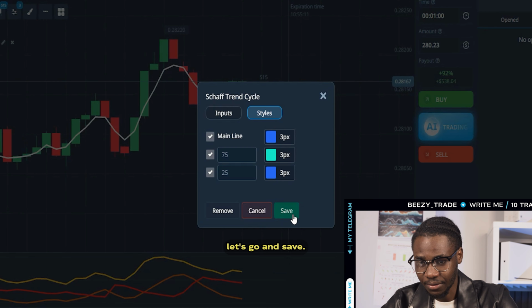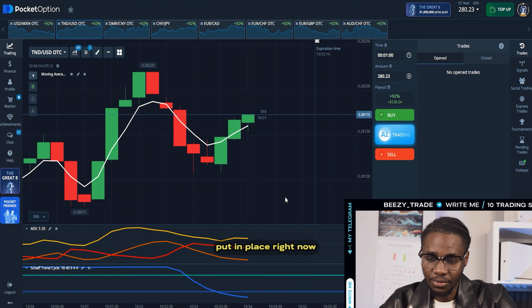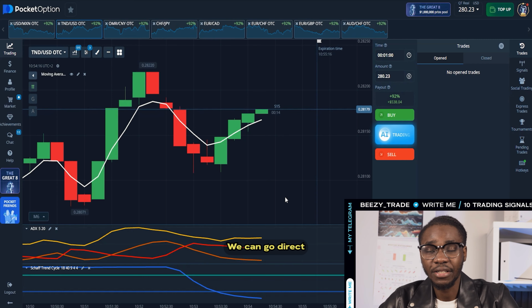So right now let's go on save. Everything has actually been put in place. So right now we're actually ready to trade. We can go direct into trading.